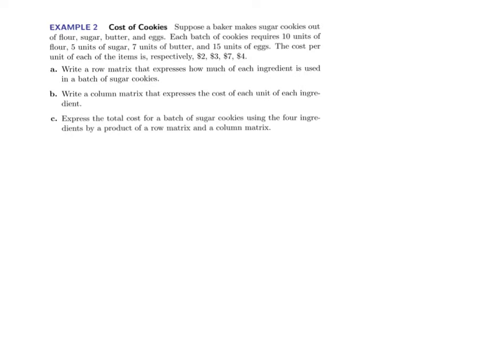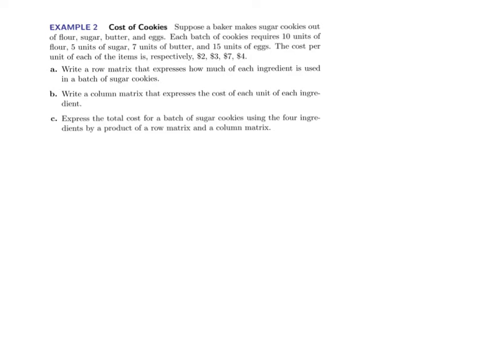So let's look at an example from the book, which tells us why we multiply rows and columns of matrices the way that we do. Let's suppose a baker wants to make sugar cookies out of flour, sugar, butter, and eggs. Each batch of cookies requires 10 units of flour, 5 units of sugar, 7 units of butter, and 15 units of eggs. And then the cost per unit of each of the items is $2, $3, $7, and $4 respectively.